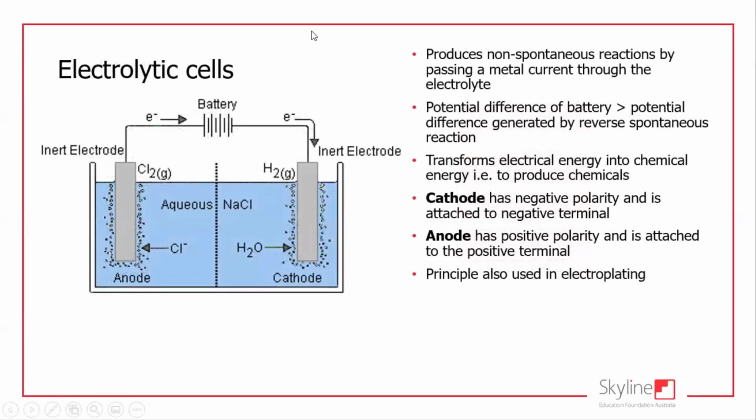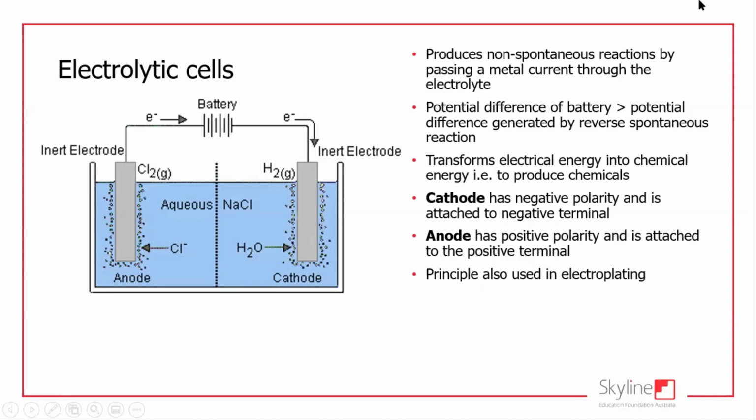Electrolytic cells are pretty cool. Electrolytic cells are essentially when we have a non-spontaneous reaction, so the reverse of a galvanic cell. We pass a current into the electrolytes and make a reaction happen, a reaction that normally wouldn't happen.